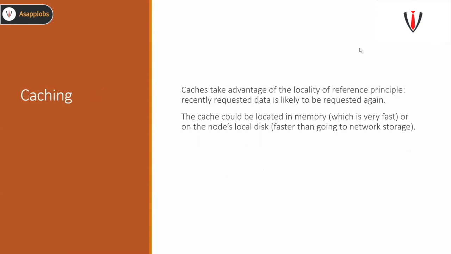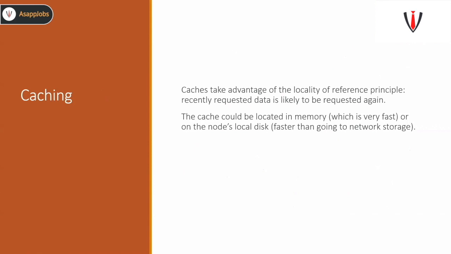Caching. So what is a cache? If you just go by the definition, caches take advantage of the locality of reference principle. Recently requested data is likely to be requested again. That's the definition. But what does it really mean?